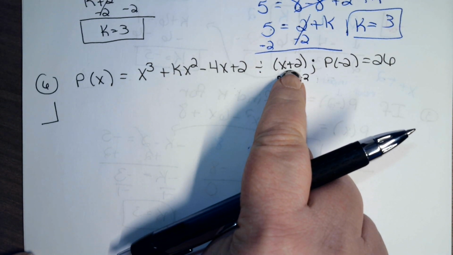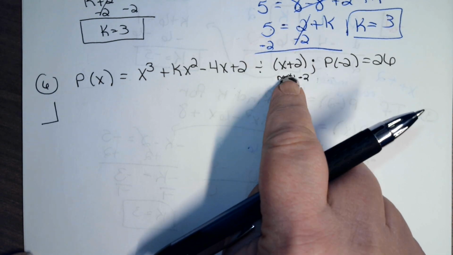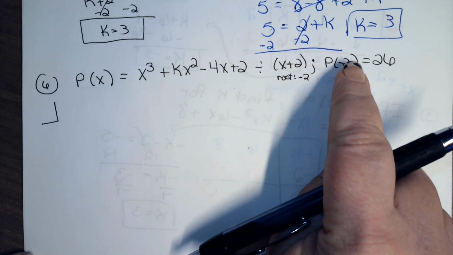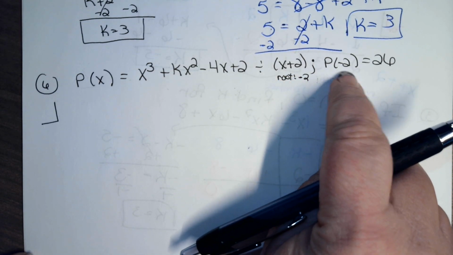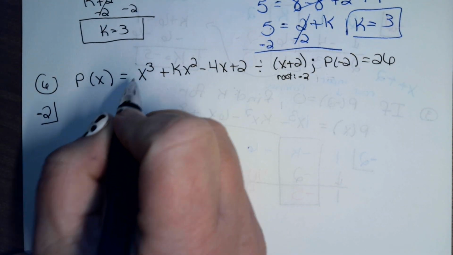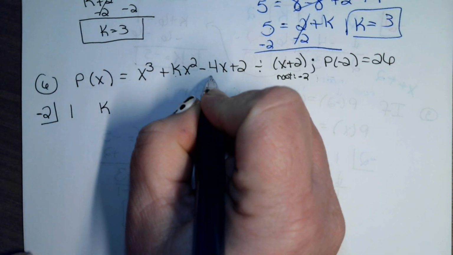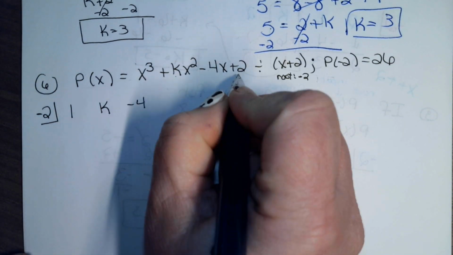If it's not in factored form, then you don't take the opposite. So here, they give us the binomial factor, but they're also telling us that the root is negative 2. So we've got a root of negative 2, a coefficient of 1, coefficient of k, coefficient of negative 4, and a 2.